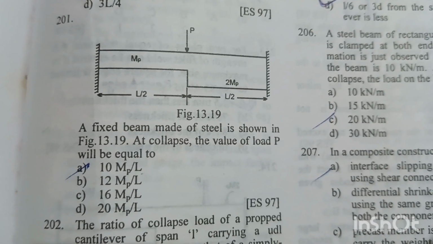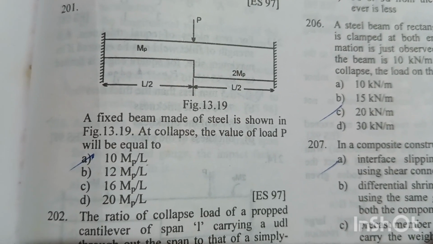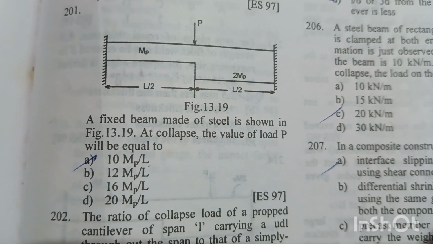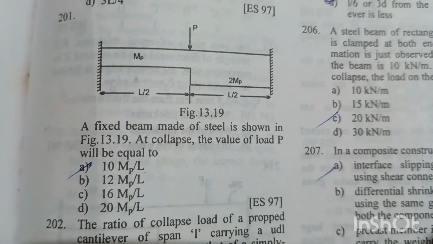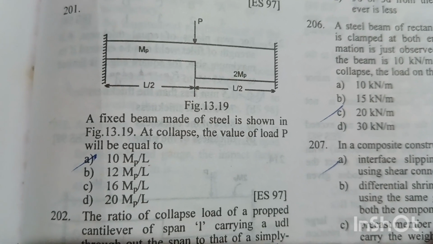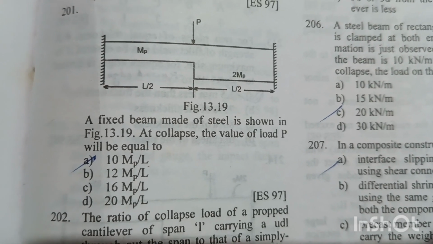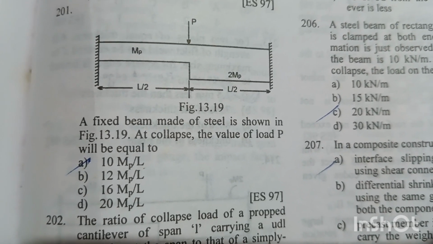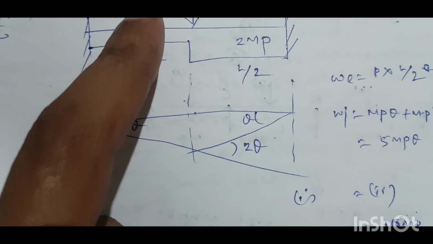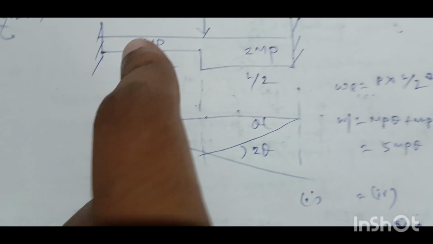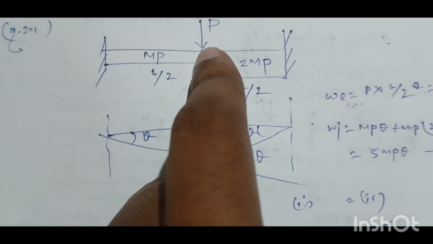Today I am going to discuss question number 201 to question number 227 of steel structures from Kurbi and Gupta book. So let's start. Question number 201. A fixed beam made of steel is shown in the figure 13.19. At collapse, the value of load P will be equal to, suppose this is the fixed beam under this load.